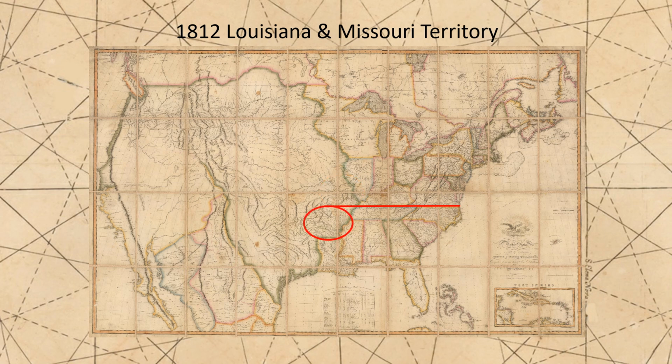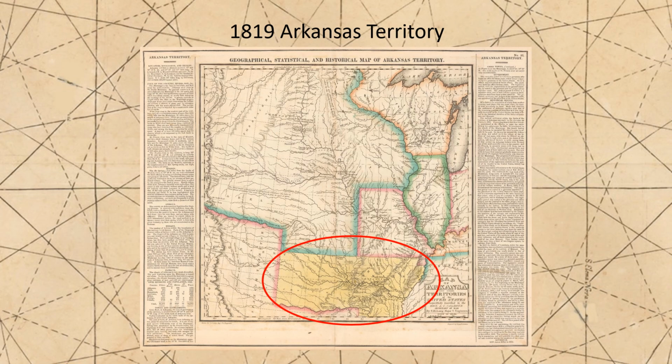It did seem, however, that eventually a new state would be created there, and this left a gap between Louisiana and the proposed state of Missouri. So, in 1819, Congress created the Arkansas Territory in this space, using the 36 degree 30 minute parallel as its northern border.